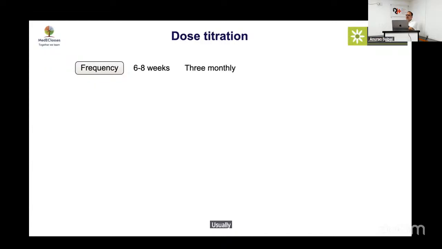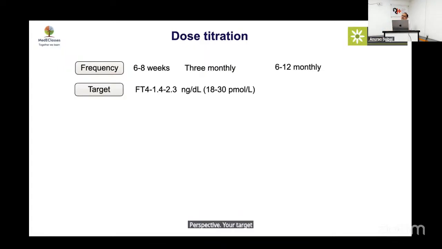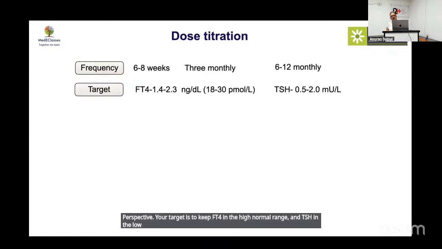Usually we repeat the levels after 6 to 8 weeks and then 3 monthly. Remember, there will be a lag time. Your FT4 will come down, but TSH will take time to rise. So don't wait for TSH to rise because that will be too late. Your target is to keep FT4 in the high normal range and TSH in the low normal, 0.5 to 2.